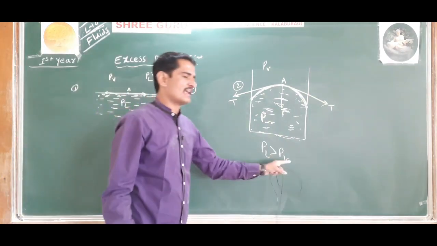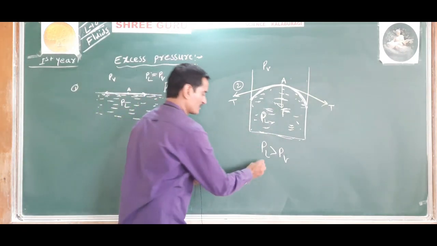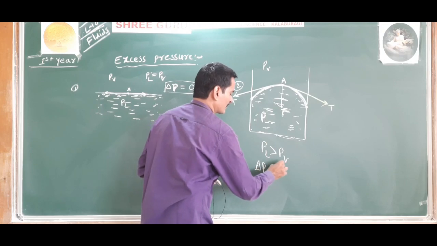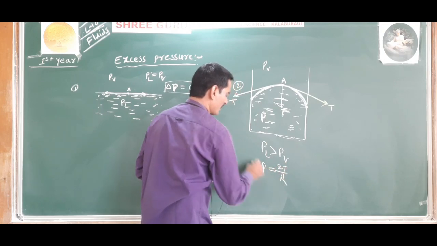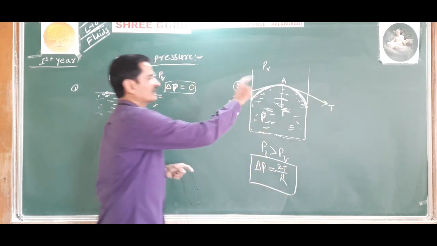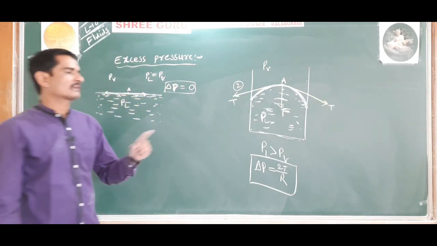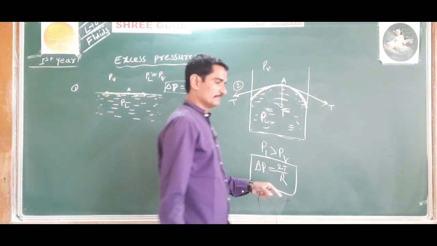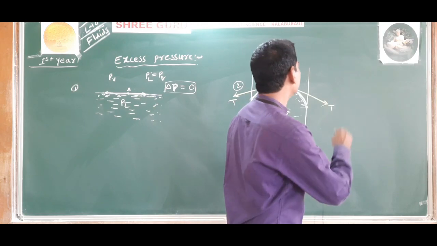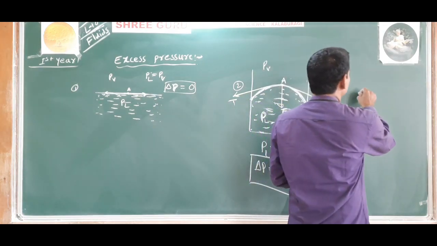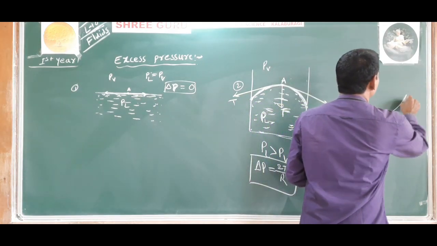So there exists an excess pressure, and excess pressure in this case is given by 2T divided by R, where R is the radius of that convex surface. Understood? Okay.